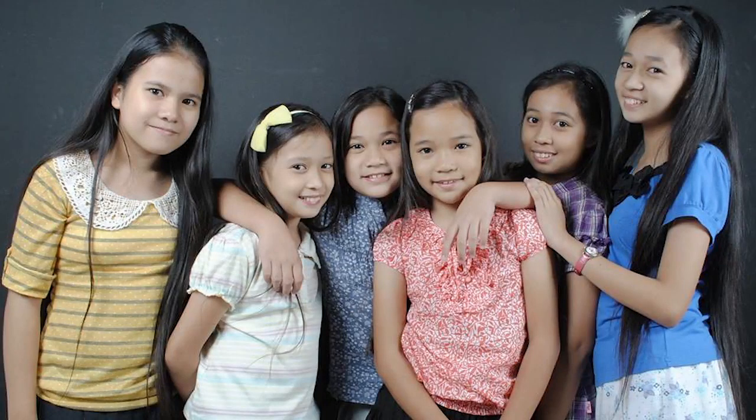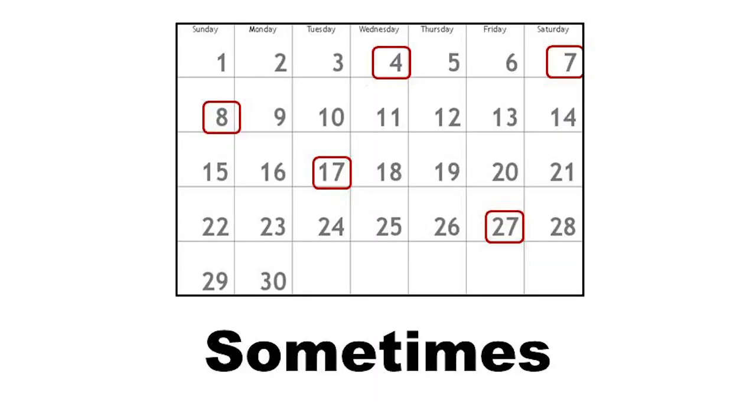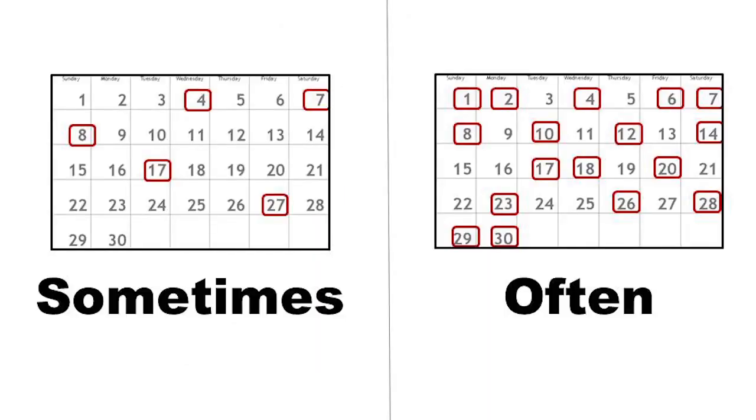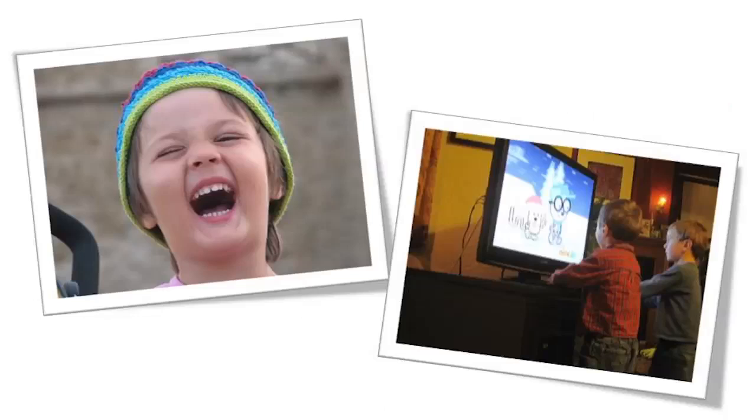Do they often talk to each other? Yes, they often talk to each other. Repeat. Sometimes. Frequent. Explanation. Sometimes is less frequent than often. For example, you sometimes say something funny, or they sometimes watch TV.